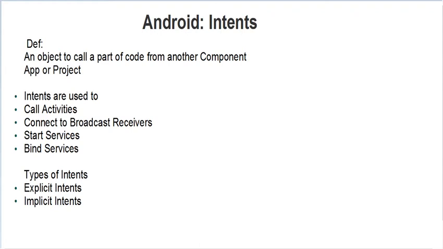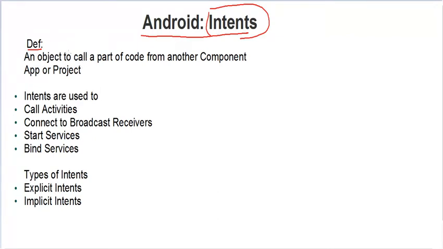So now we can describe a bit of theoretical explanation about Android intents that we have already seen in the example before. An intent is an object which is used to call a certain part of the code from some other component of our same app or the same project. For example, we call some other activity from one activity, or we call a broadcast receiver, or we start a certain service that we have defined in some other part of the same project, or we bind some service to it.